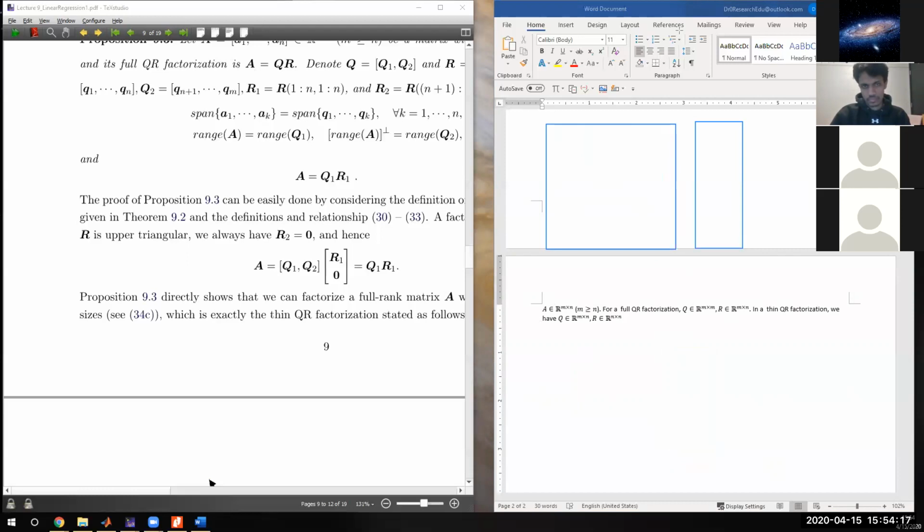And for a thin QR decomposition, you're going to have Q as m by n, but your R is even smaller. Your R is going to be n by n. So clearly, this one is more economic. This is a thin QR decomposition. Okay, and let's go back.